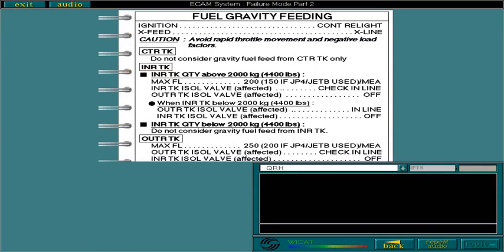That completes our look at warnings and the failure mode. You'll have plenty of opportunity to practice using the ECAM later in the course. Some critical failures are dealt with in each ATA chapter, but first, some questions as usual.